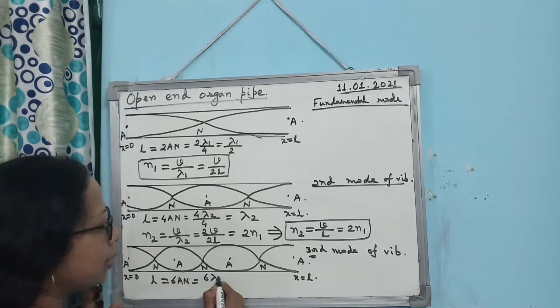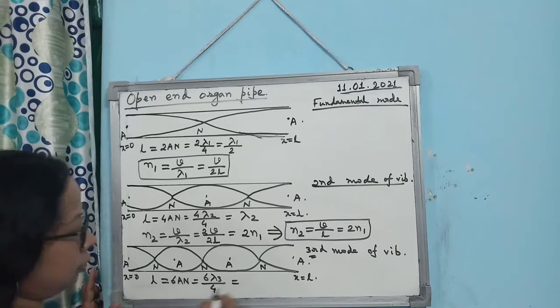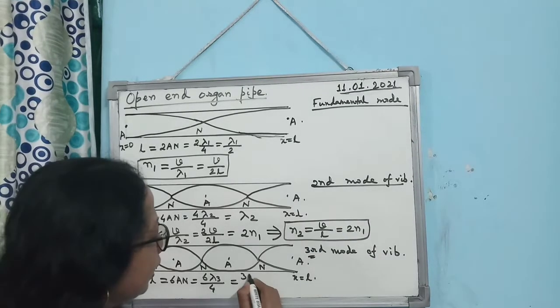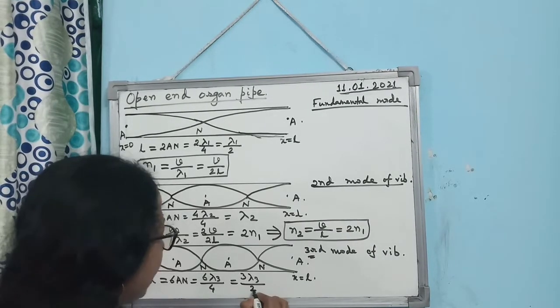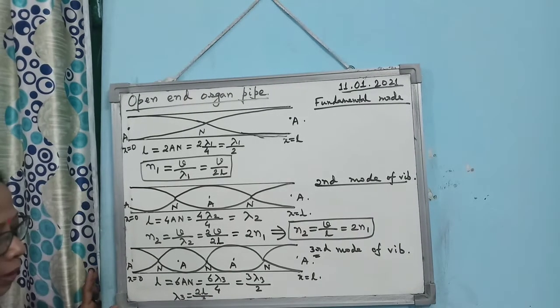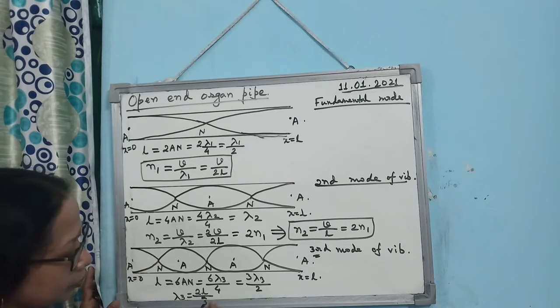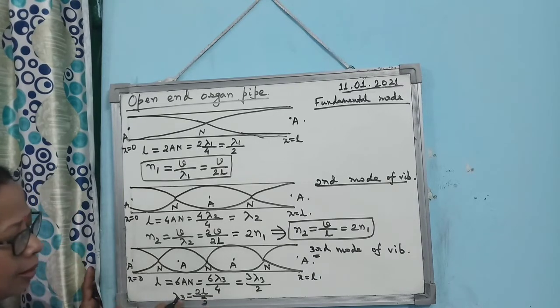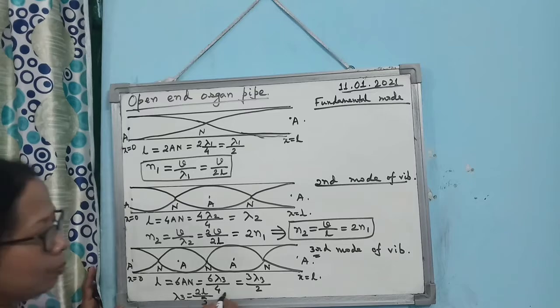Means 6 λ3/4. If you cancel, you will get 3λ3/2. So λ3 is equal to 2L/3. Okay, this is 3. λ3 is equal to 2L/3.